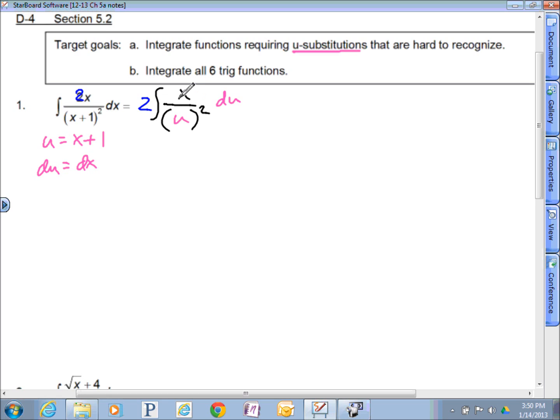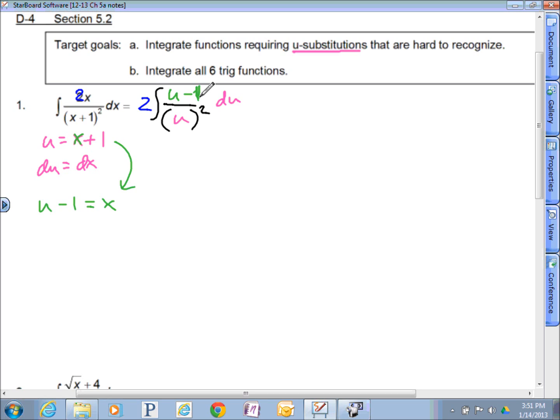Well, that x would be the same as this x. So what is that x equivalent to? Well, according to our u equals x plus 1, that x would be the same thing as u minus 1. So let's take this x out, and let's put a u minus 1 in its place. And now I have an integral that has been rewritten, and it's equivalent. It's all in terms of u now.